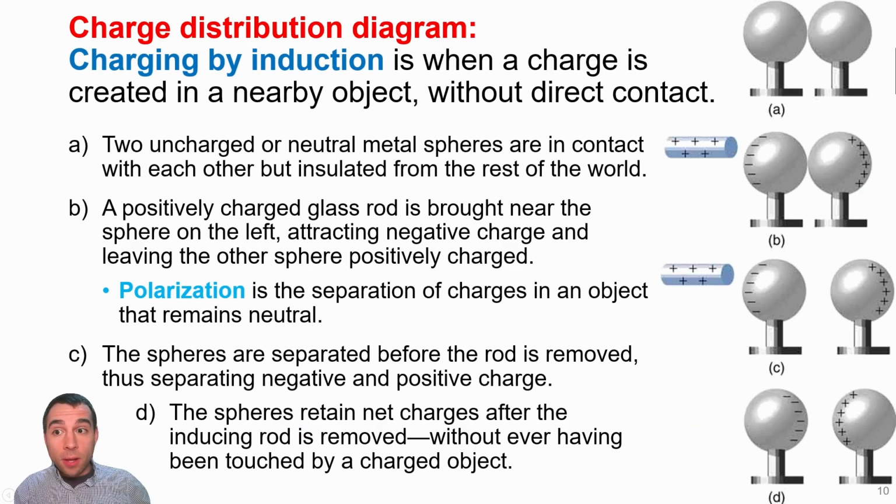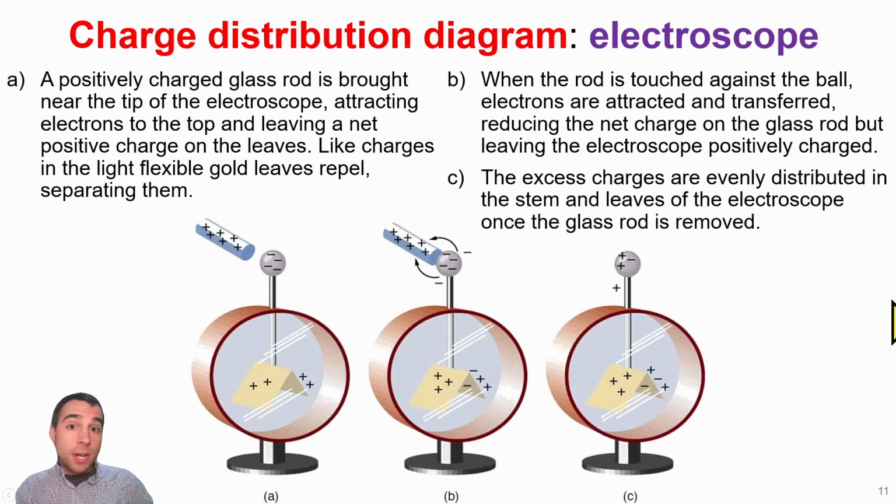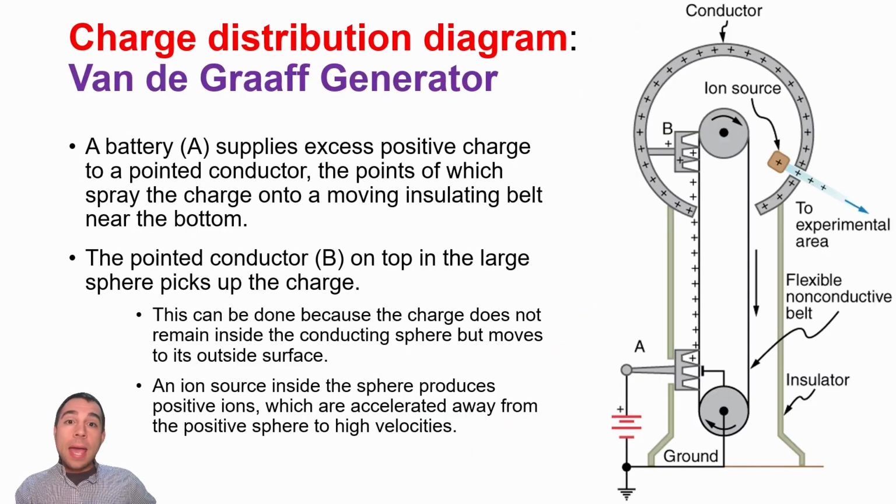So here's an example of a charge distribution diagram that you might want to look through on your own time. This is in the OpenStax textbook. Here's another charge distribution diagram of an electroscope, an object that's used to measure the amount of charge in a material. And here's a charge distribution diagram for a Van de Graaff generator, which is like a large metal sphere that you can use to generate charge. So in general, charge distribution diagrams are a relatively simple type of diagram where you basically identify where positive and negative charges are within an object.